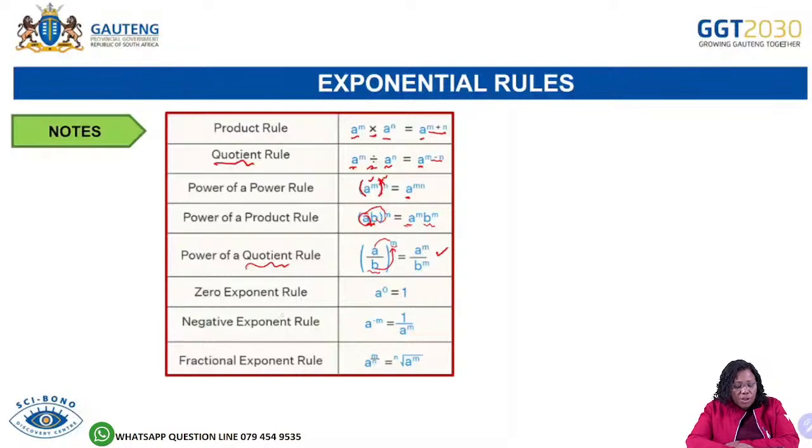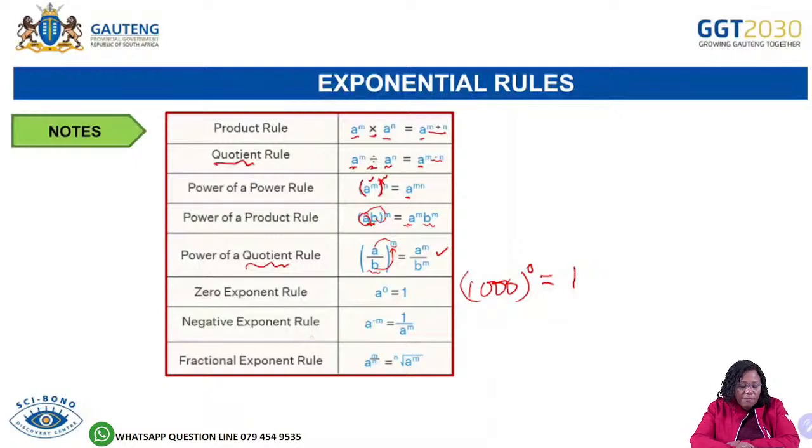And then we have the zero exponents rule. That means a to the power 0 is equal to 1. That means any number, it can be 1,000. As long as you raise it to the power 0, the answer is 1. You can check with your calculator there, and bear with me, this is 100% correct.